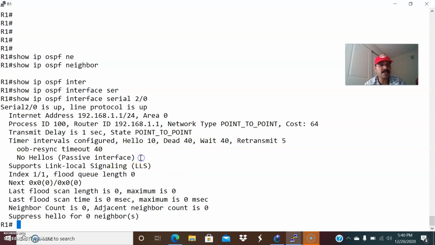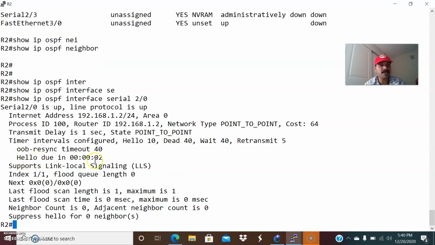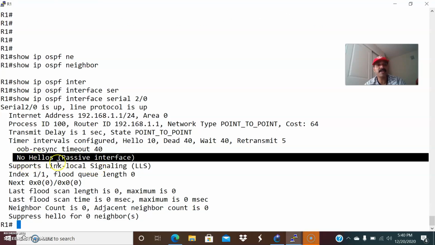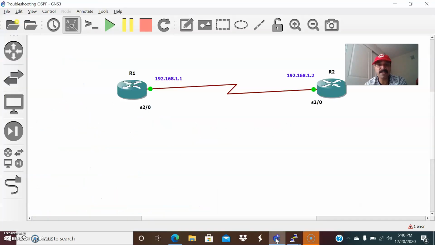So here you are able to see no hellos. This interface I have configured as a passive interface. So this is a normal interface. What happens whenever I configure any passive interface? This will prevent updates from being sent or received on an interface. So it will block the updates from being sent or received on both R1 and R2. That is the reason it is blocking the neighbor relationship from R1 forming to R2, right? So that's the reason R1 is unable to form an OSPF neighbor relationship with R2.